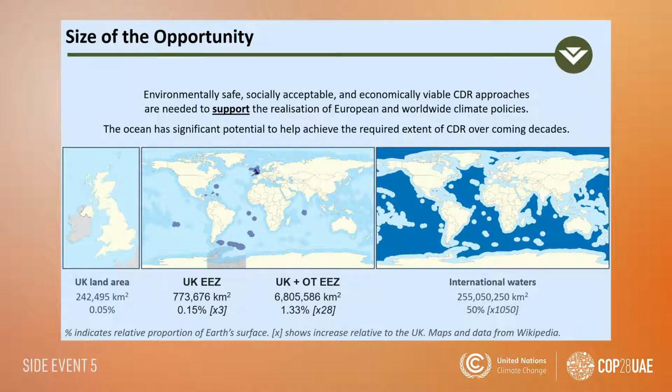And clearly agriculture itself has got lots of emissions associated with it. So we need, clearly, environmentally safe, socially acceptable and economically viable carbon dioxide approaches, and they're needed to support certainly the realisation of worldwide climate policies, but arguably also within Europe, because there are going to be certain processes that we cannot easily decarbonise.